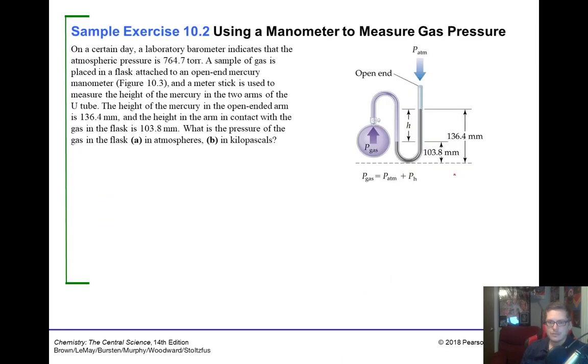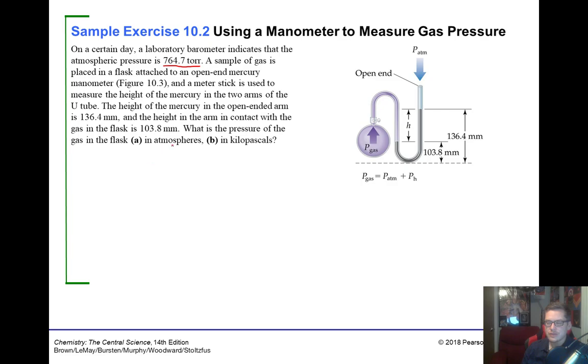It says, on a certain day, a laboratory barometer indicates the atmospheric pressure is 764.7 torr. A sample of gas is placed in a flask attached to an open-end mercury manometer, and a meter stick is used to measure the height of the mercury in the two arms of the U-tube. The height of the mercury in the open-end arm is 136.4, and the height of the arm in contact with the gas in the flask is 103.8. What is the pressure? So they've even nicely labeled this out for us. It says, what is the pressure of the gas in atmospheres and kilopascals?